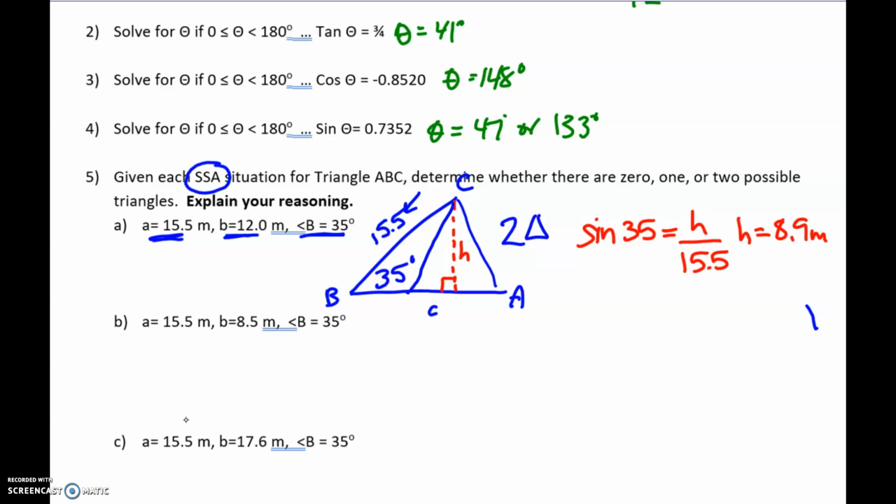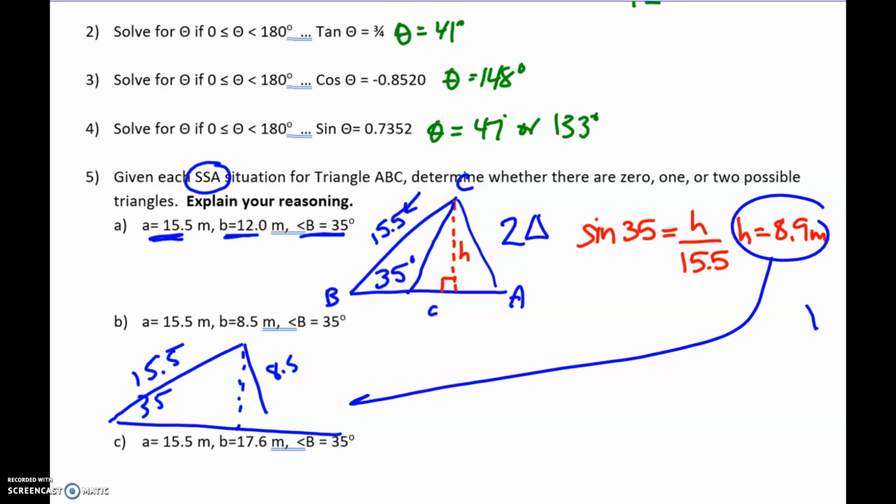What about this? If we draw it again, 35 here, this is our 15.5. Here's our arm, not sure how long, but we know that this shortest possible here is 8.9. So this guy is not long enough to touch. No triangles. 2 triangles, no triangles.